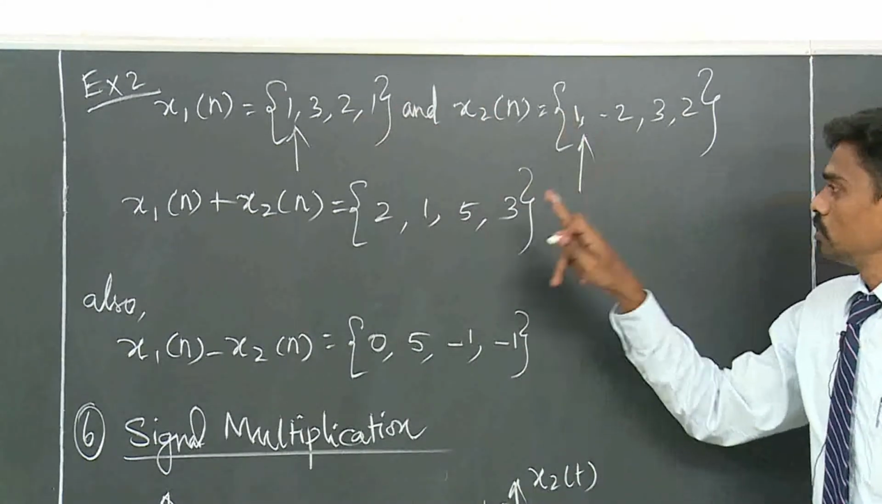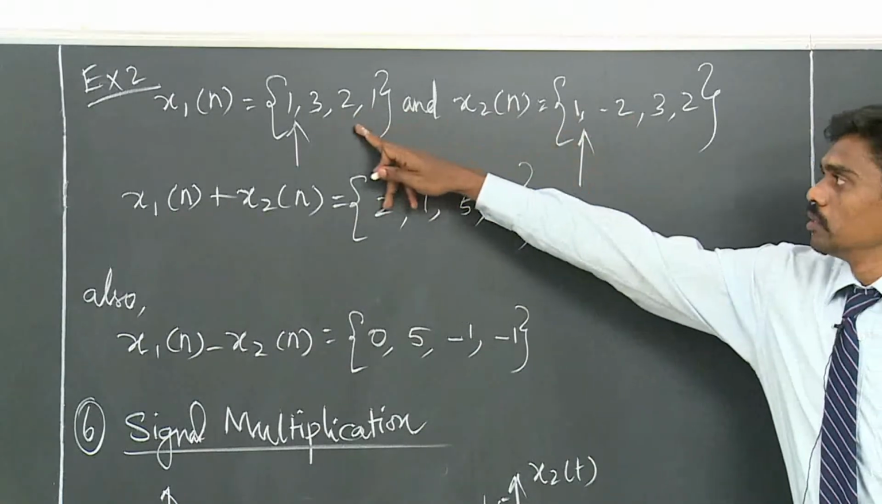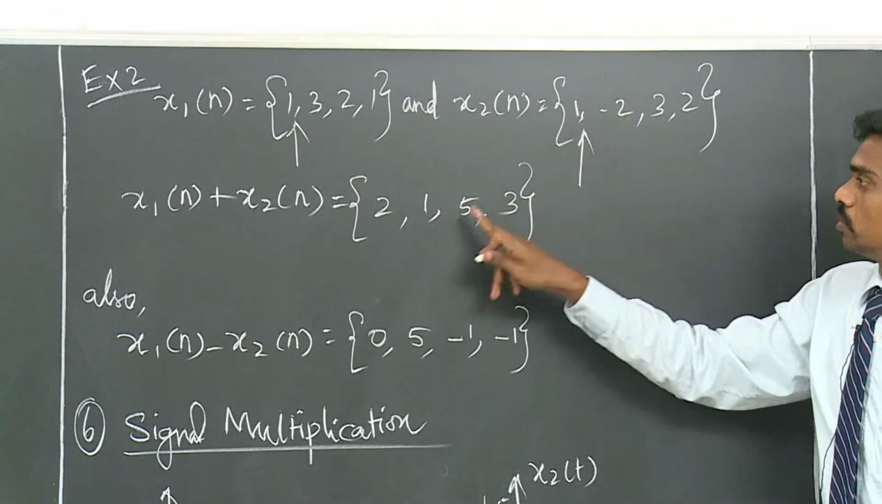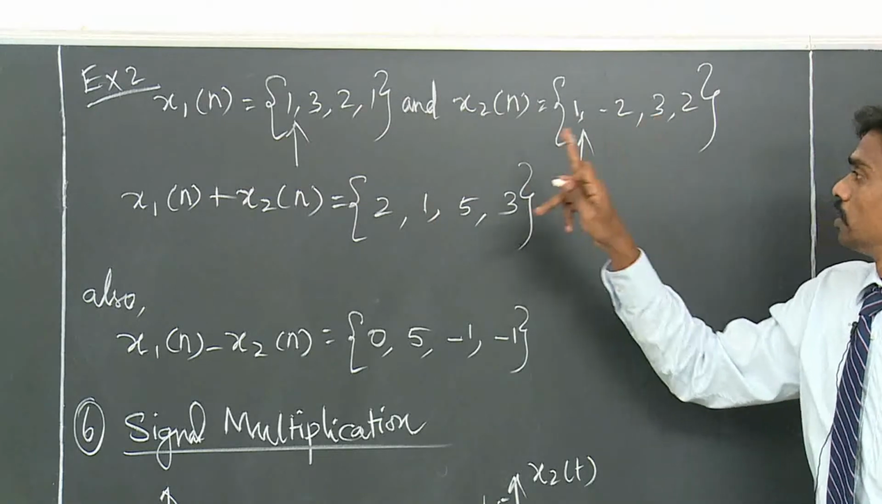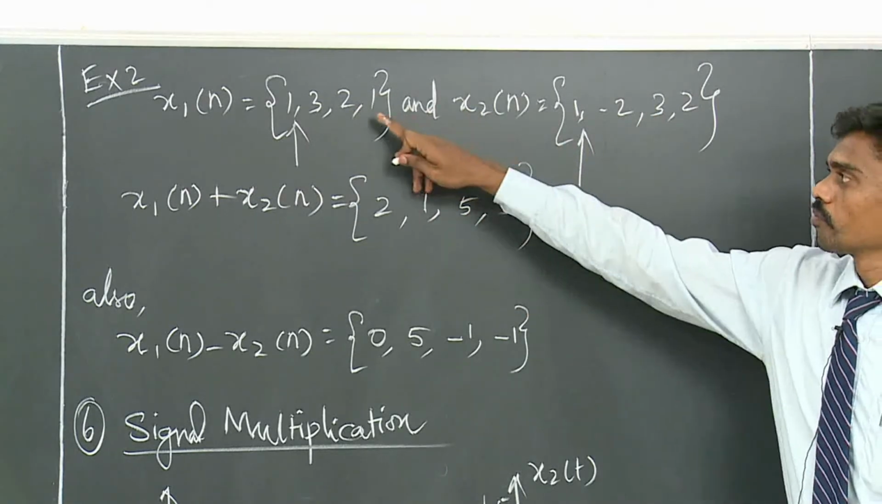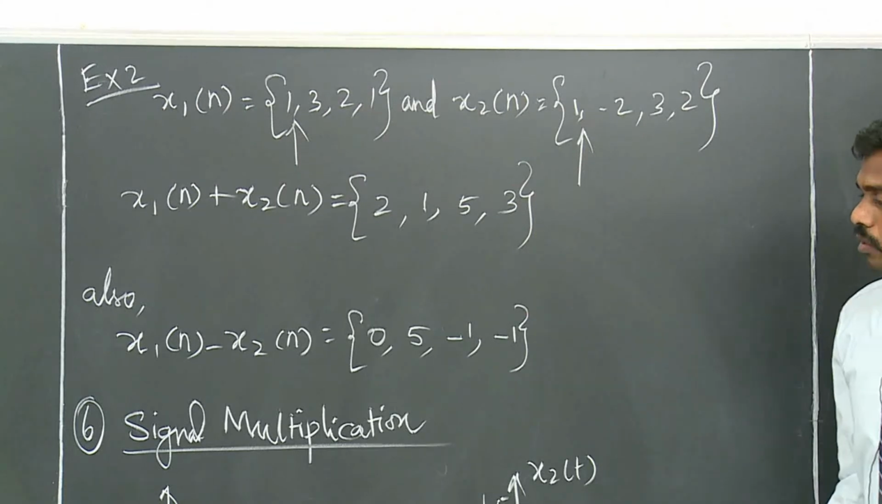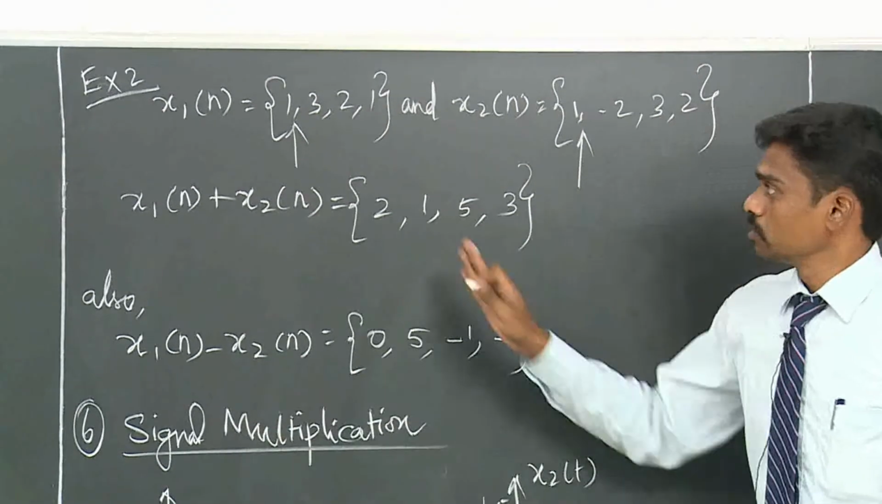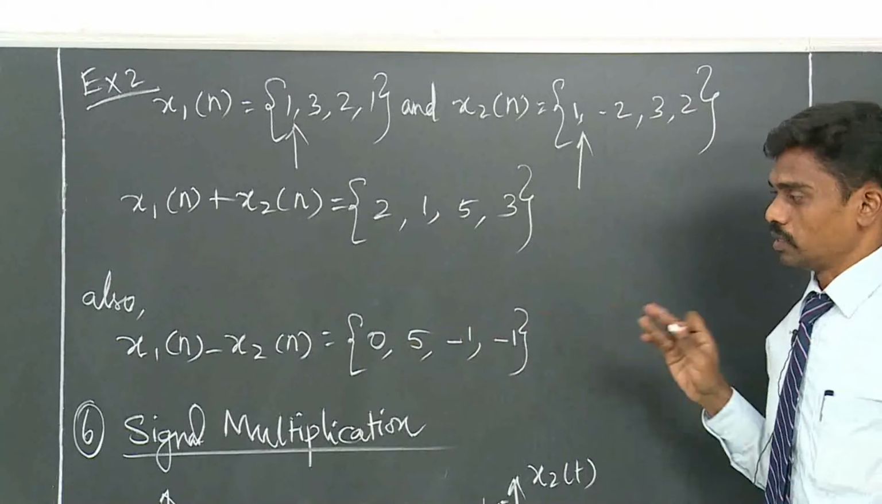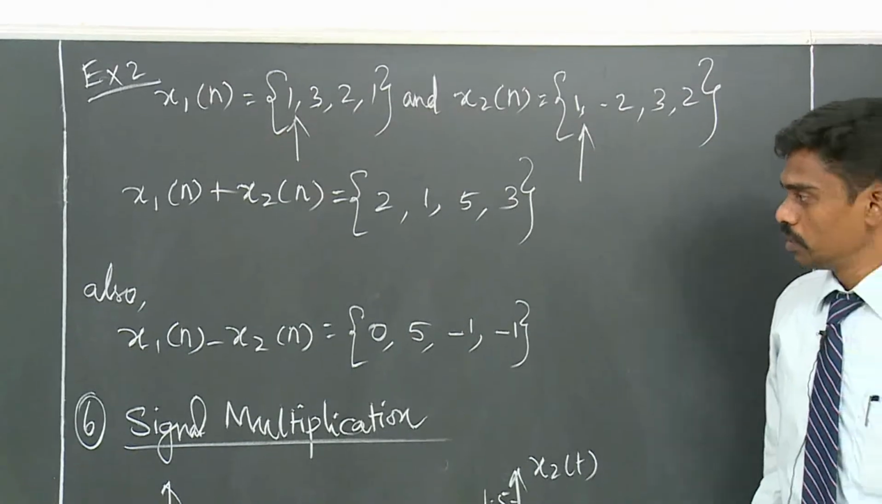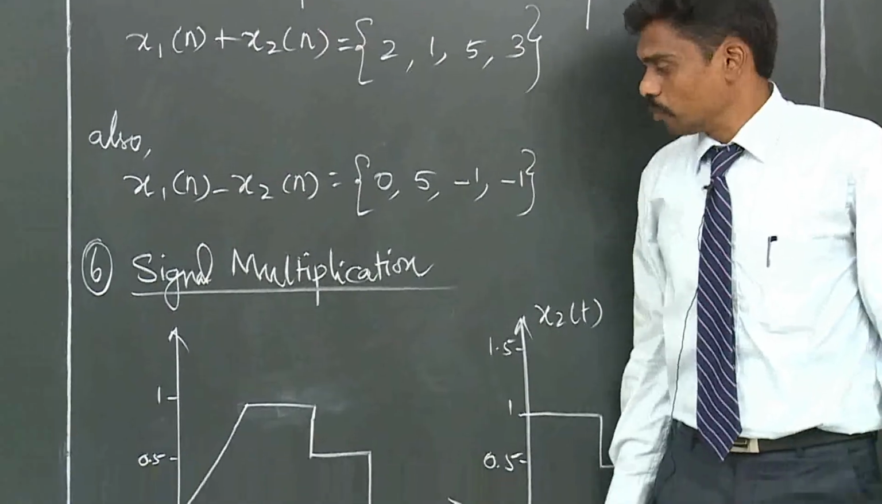So 1 plus 1, 2. 3 plus minus 2, 1. 2 plus 3, 5. Next, 1 plus 2, 3. Also for the subtraction sequence, just subtract these two and write the results. That's all about it. Next we will see signal multiplication.